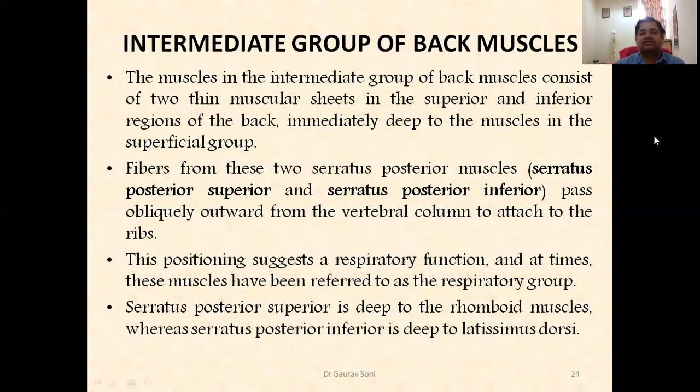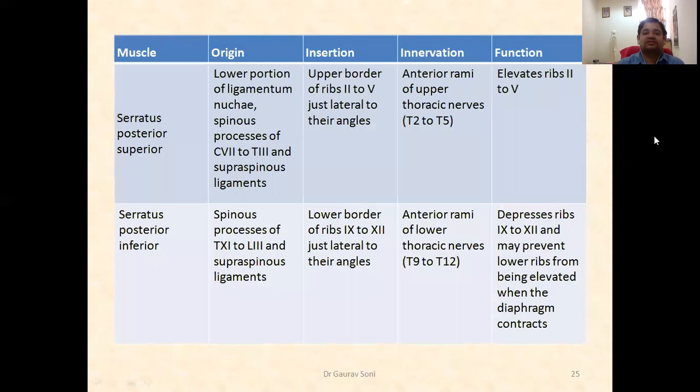There are two: serratus posterior superior, serratus posterior inferior, and they pass obliquely from vertebral column to attach to the ribs. As they are placed obliquely and attached to the ribs, they have some respiratory function, and that's why they are also referred to as the respiratory group of back muscles. Serratus posterior superior is deep to rhomboid muscles, whereas serratus posterior inferior is deep to latissimus dorsi muscle. So you can see their origin and insertion.